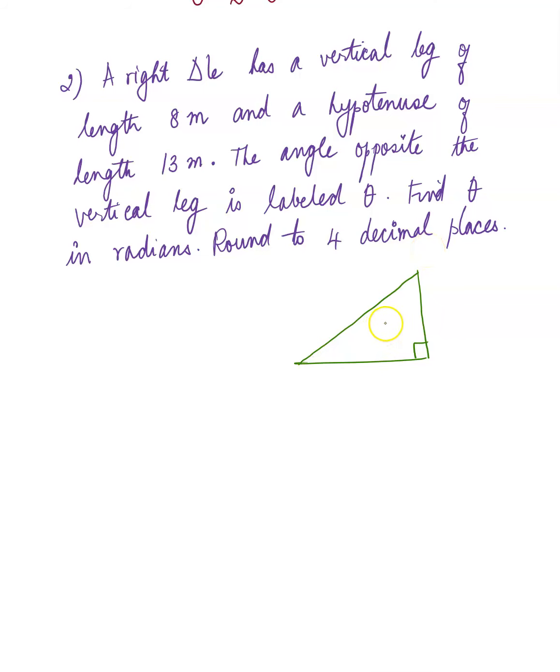You know there are two legs in a triangle, so the vertical leg is obviously the one that's upright, and that's given to be 8 meters. And the hypotenuse, you definitely know that's the longest side and it's always opposite the 90 degree angle, so that's going to be 13 meters. And the angle opposite the vertical leg is labeled theta. Once you get your positions, your work is pretty much set out for you.